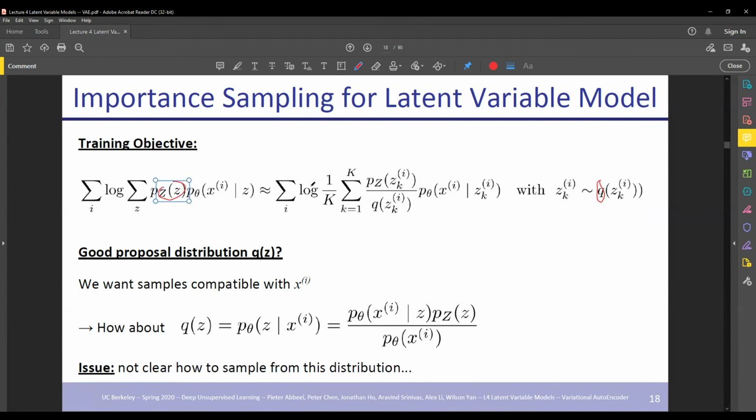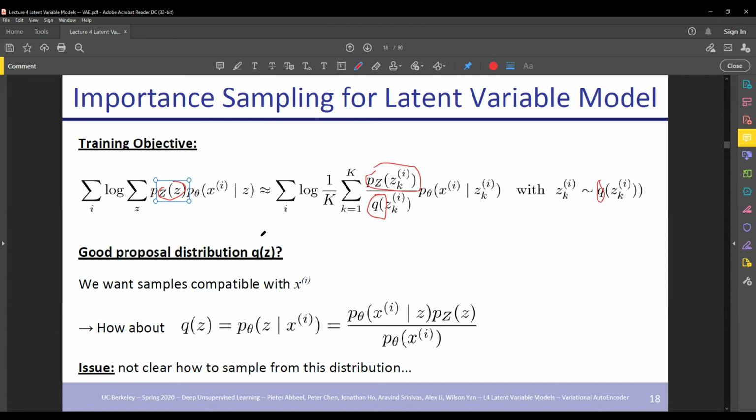Okay, now we get to the crux of the issue as well. We haven't solved the problem, as I said. What's a good proposal distribution for Q? In importance sampling, the distribution we choose to sample from is called the proposal distribution, Q, right? And in this setup, the distribution we sample from otherwise is the prior, right? So what is a good distribution for Q of Z?